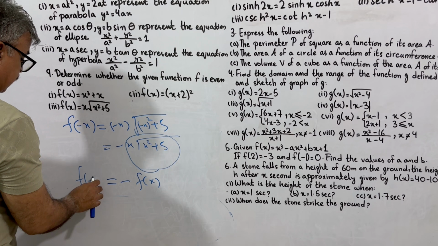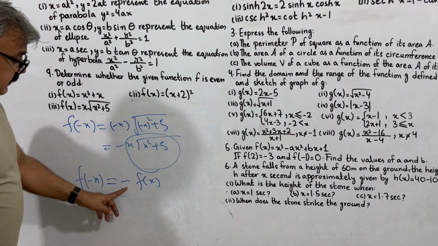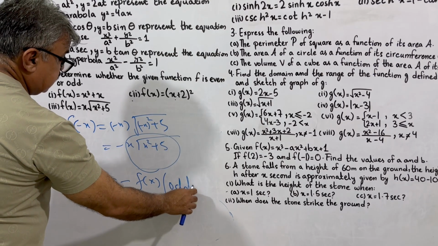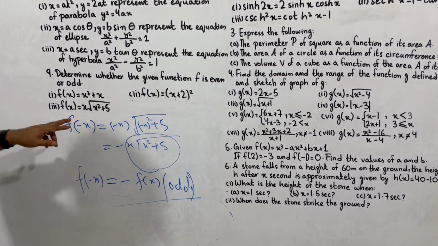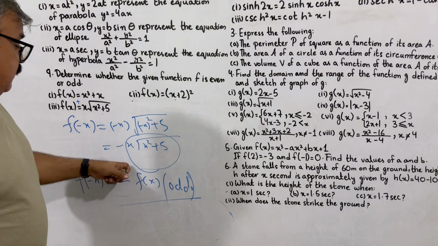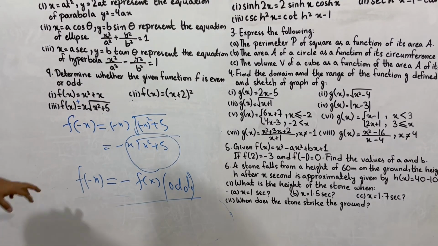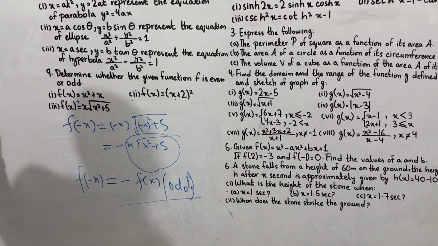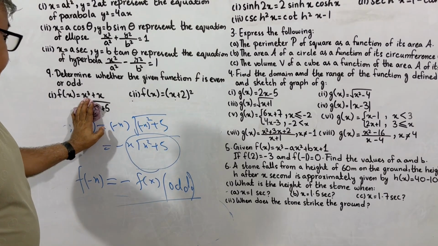So when we replace x by minus x, it is equal to negative f of x, and that is the definition of an odd function. Here it was overall positive, in this case it is overall negative. So the function is odd. Okay, cool. Moving toward another question.